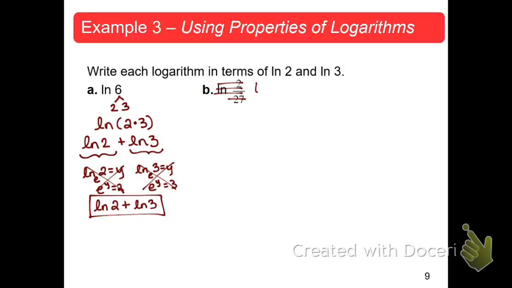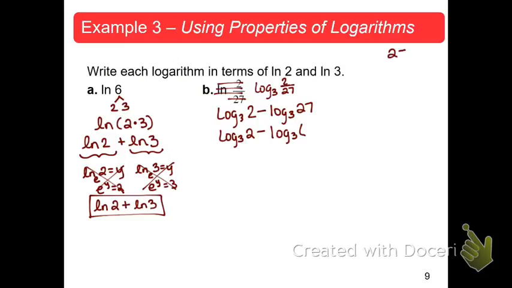I'm going to say, okay, what if I have log base 3 of this same problem? So 2 over 27. Well, first, they're being divided, and we know we can separate that by subtraction. So you have log base 3 of the top minus log base 3 of the bottom. Well, 2 is prime, so I can't do anything else with it, but 27 is not. So I'm going to see how I can break down this 27.